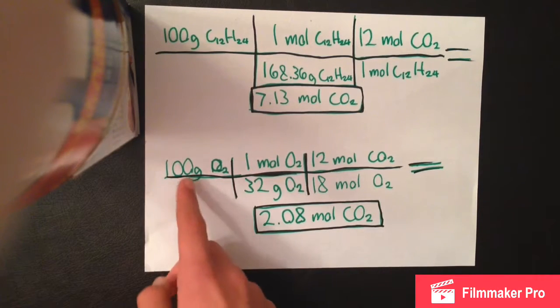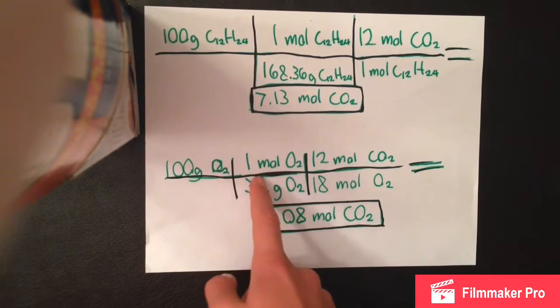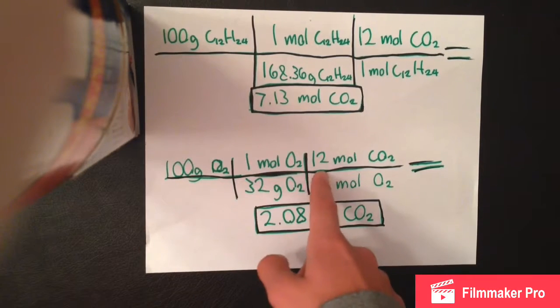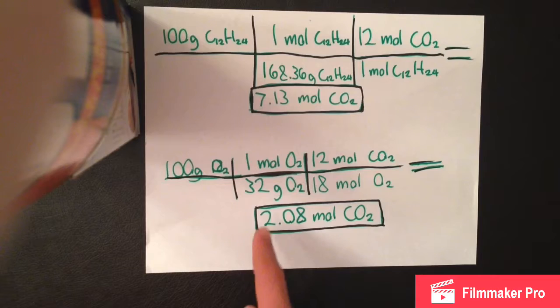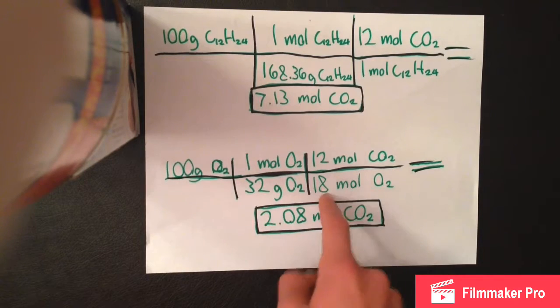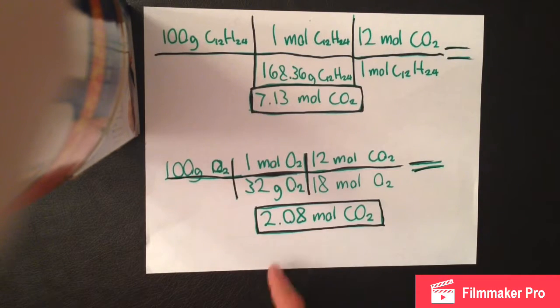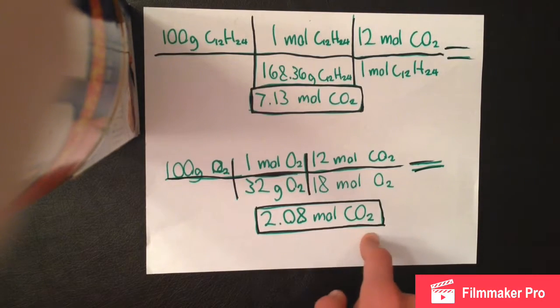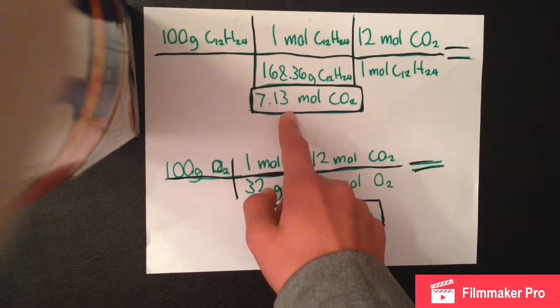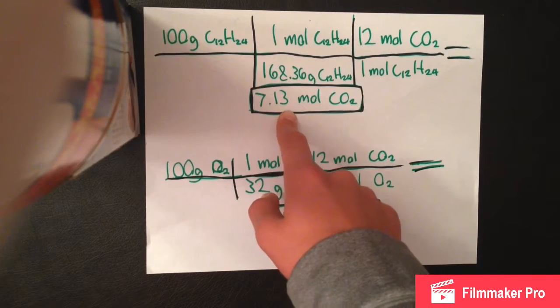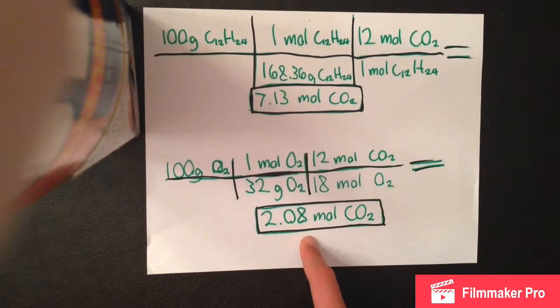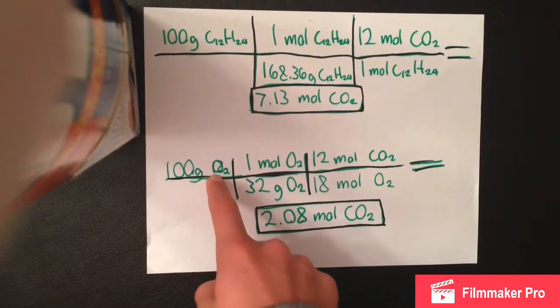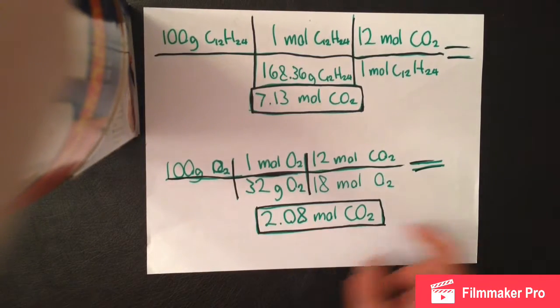You then multiply 100 times 1 times 12 and divide that all over 32 times 18. You get 2.08 moles of carbon dioxide. And in this equation, there is a lot more product than this one, and therefore oxygen is the limiting reactant.